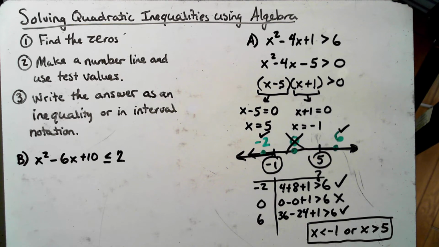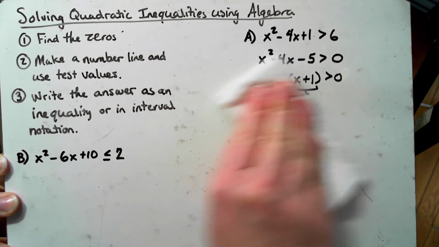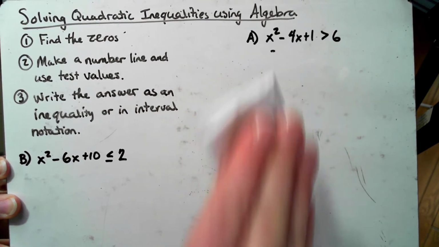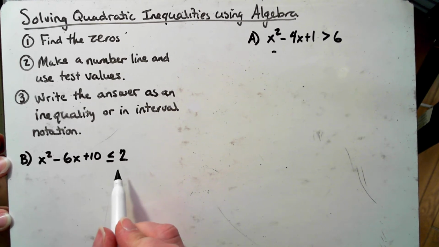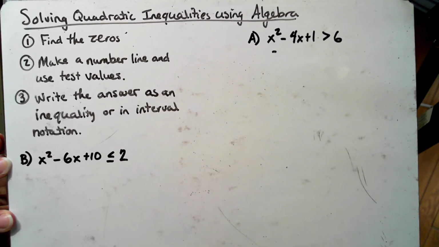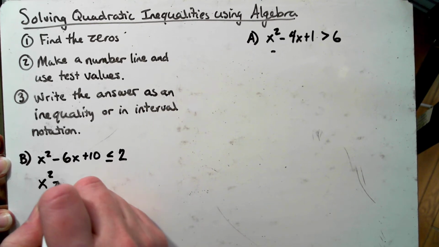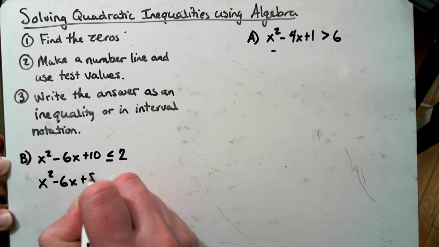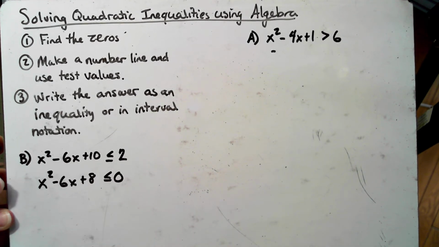Now, it is an example that can be factored, and you could factor it. I'm just going to create a little bit more room here. Okay, so for letter B here, it says x squared minus 6x plus 10 is less than, sorry, less than or equal to 2. Step 1 is finding the zeros. So I have x squared minus 6x plus 8. I just subtracted the 2 to make it equal to 0.